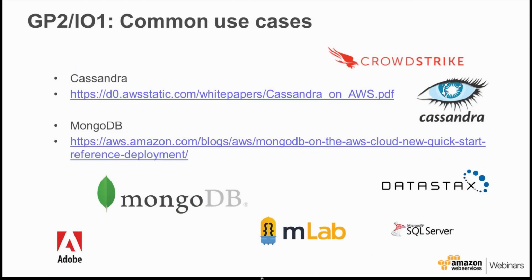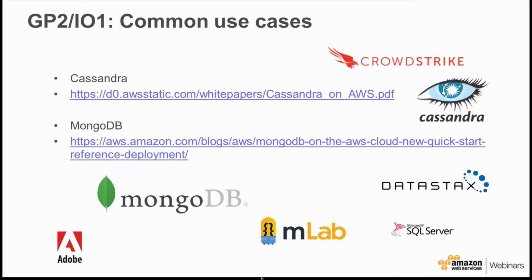So jumping into the common use cases used for GP2 and IO1. As discussed, GP2 is great for boot volumes, low latency applications, and burst databases. And PIOPS is ideal for critical applications and databases with sustained IOPS. EBS works great for SQL and NoSQL use cases.